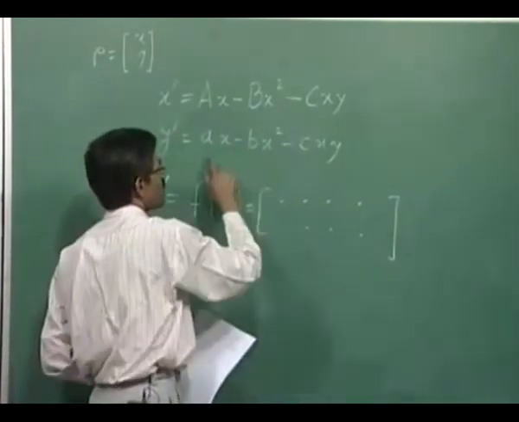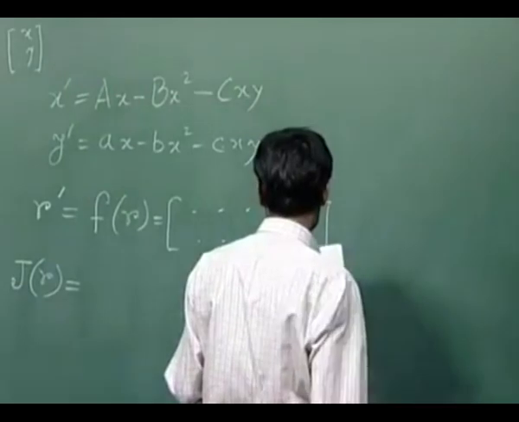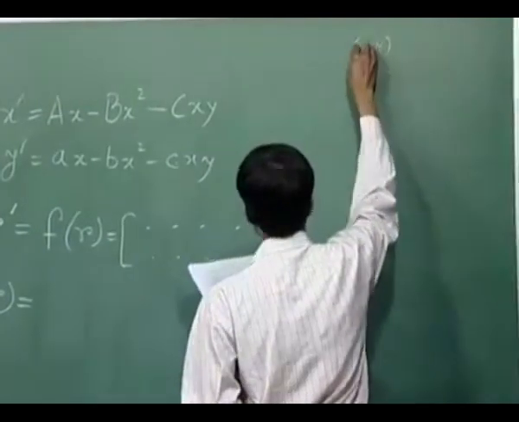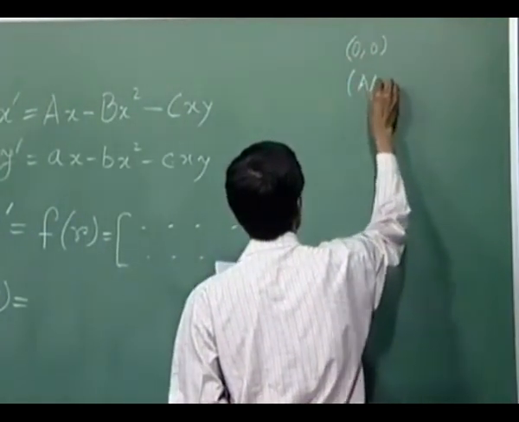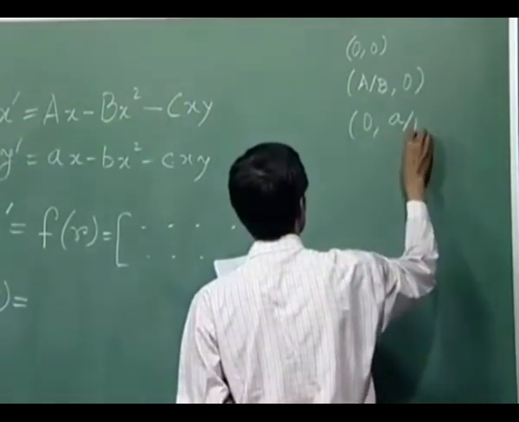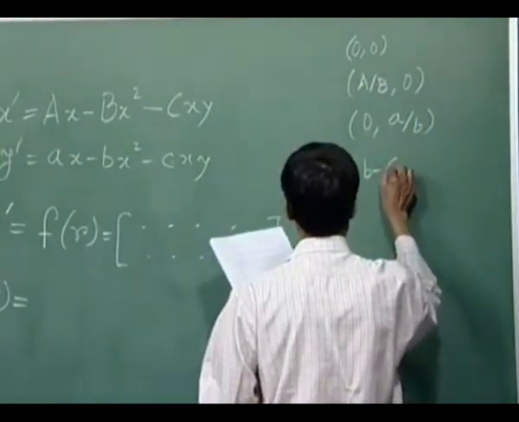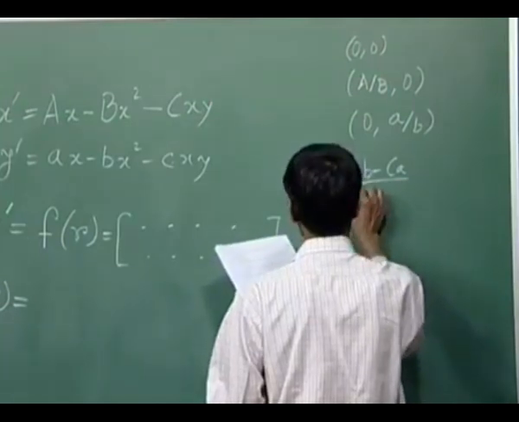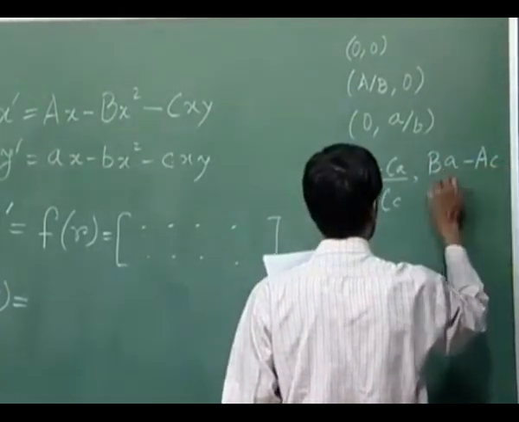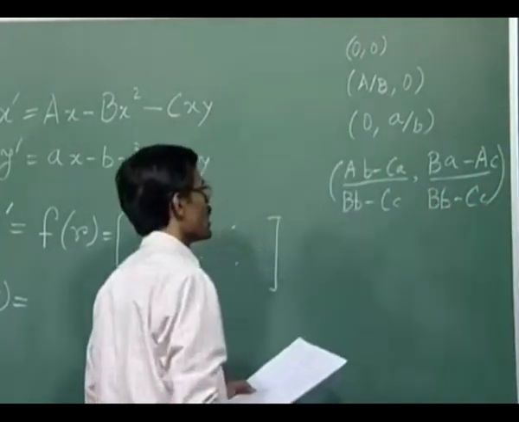If you solve these two equations for x and y, one solution is the origin obviously. So, you will find the solutions are the origin, (A by B, 0), (0, small a by small b), and the fourth one is complicated: (Ab minus cA divided by Bb minus Cc, bA minus aC divided by Bb minus Cc). So, these are the 4 equilibrium points.